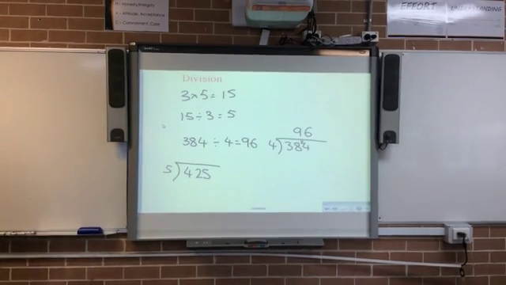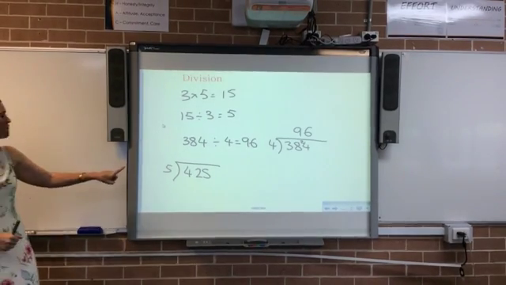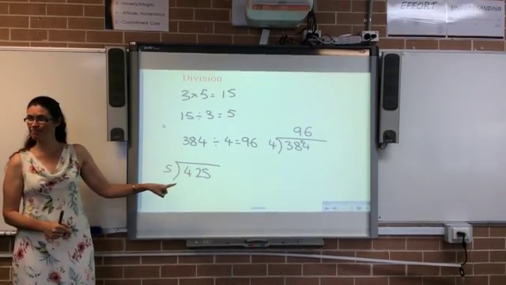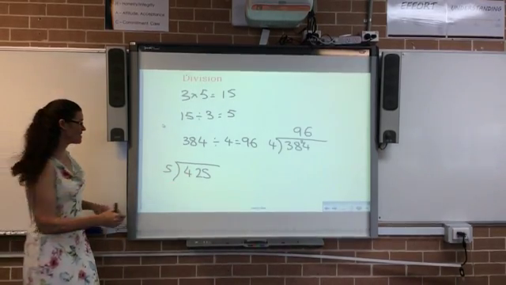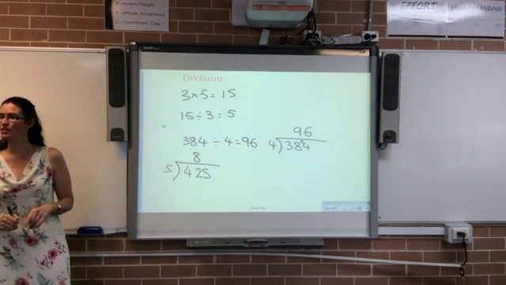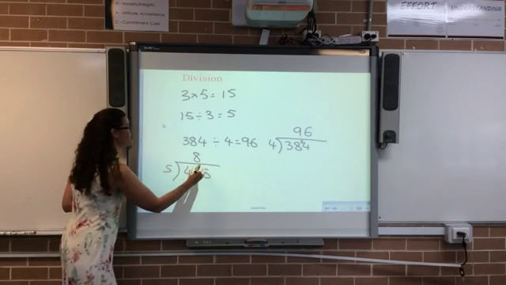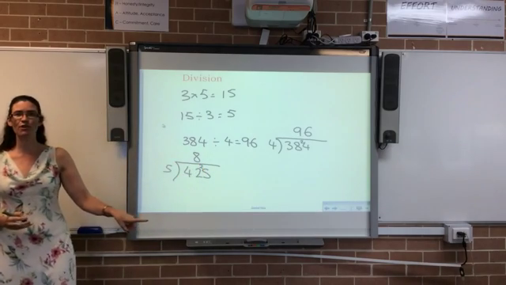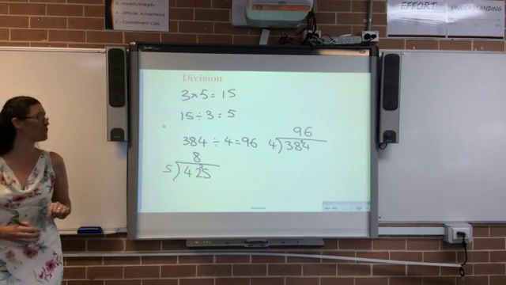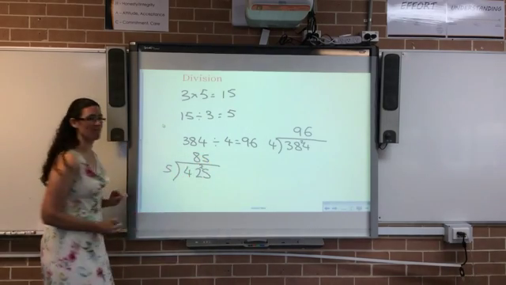I was really impressed how many people got that one right. 5 into 42 went how many times? 8 times, well done. And how many were left over? 2 were left over. So then I did 5 into 25 and it went exactly and gave me what? 5. And so I'm done.